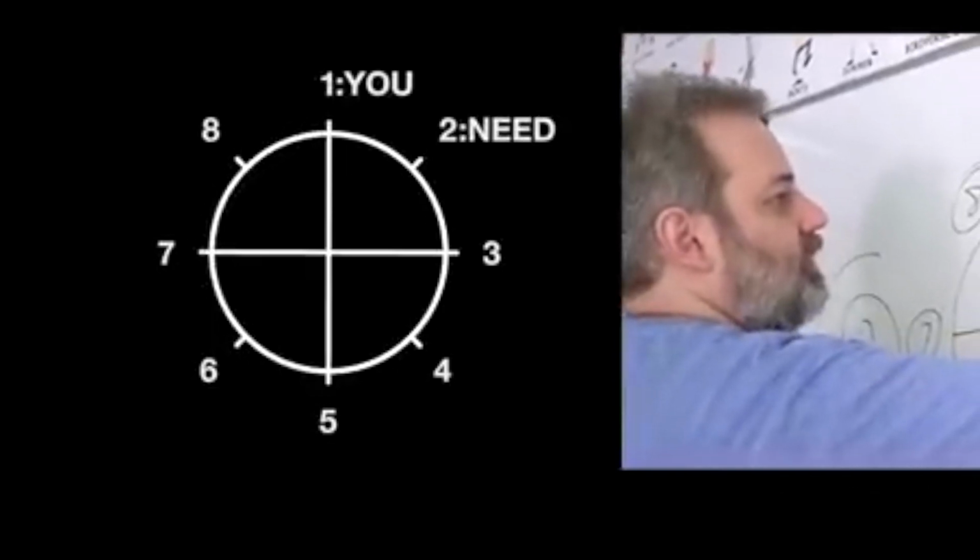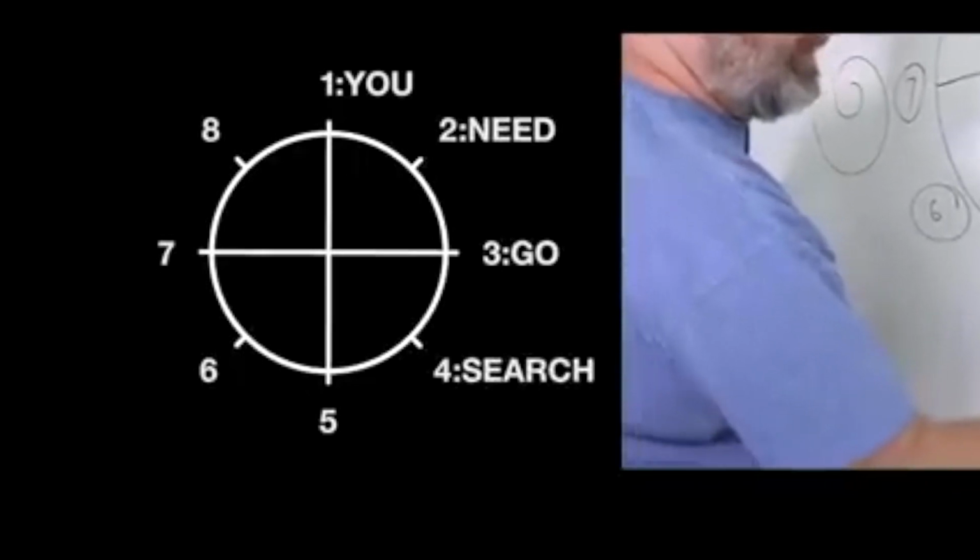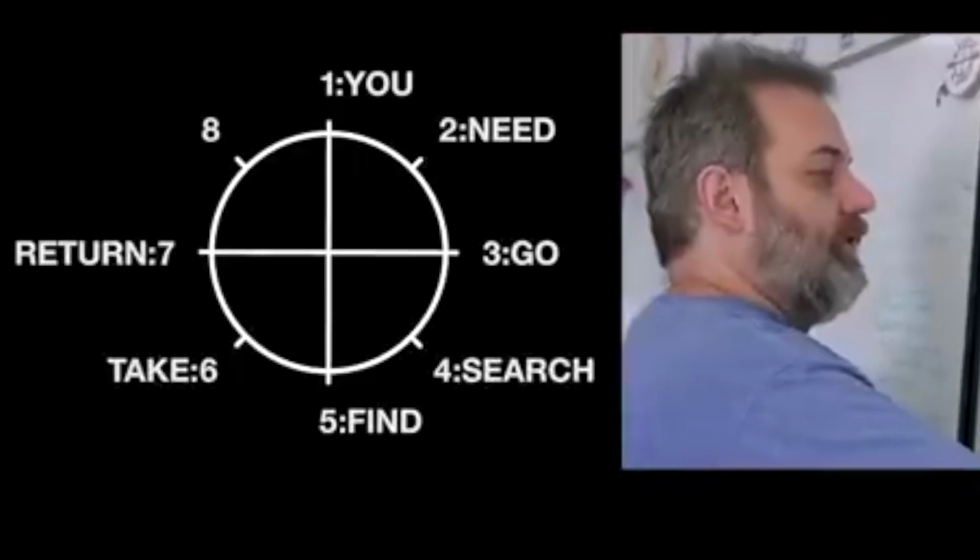The so-called story circle is my attempt to remove all of the hard and repeated work from the task of breaking a story. You need to go search for something, find it, take it, and then return.